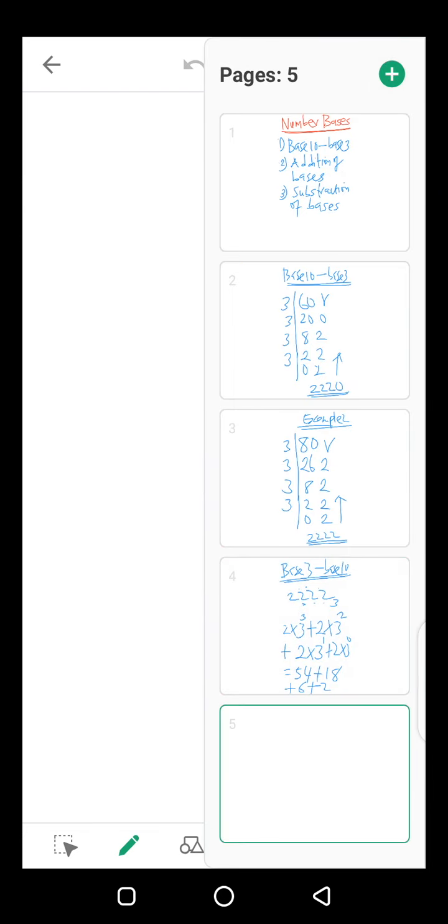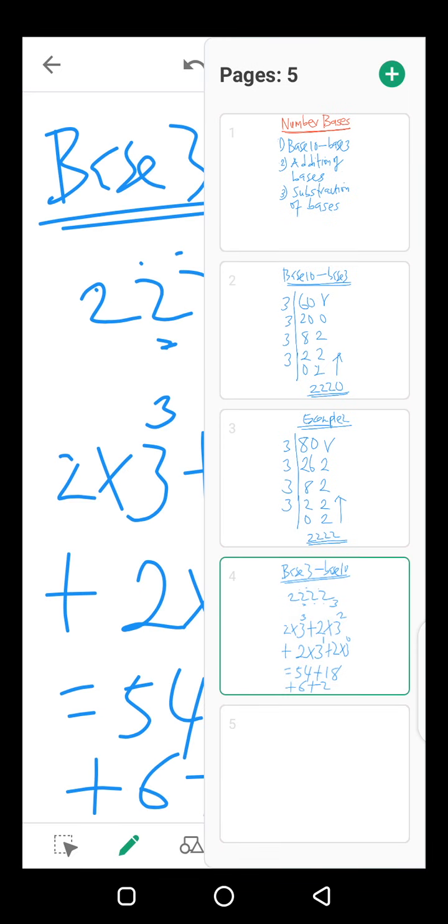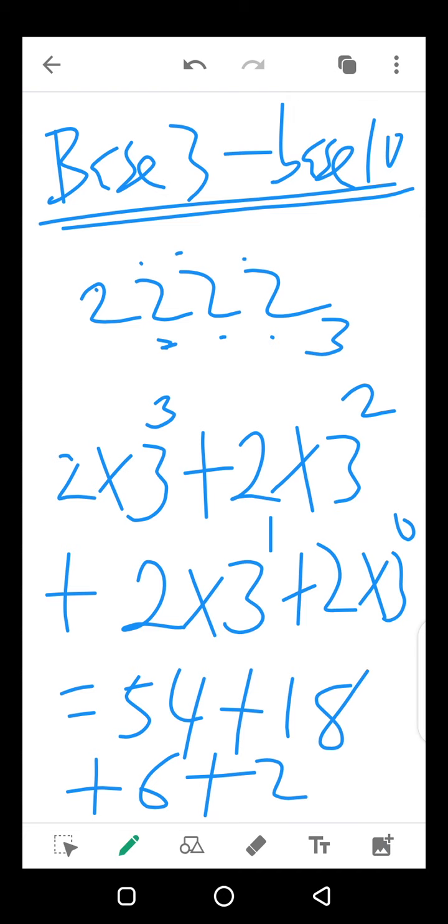So we have 54 plus 18 plus 6 plus 2, this will give us 80, and this is the answer. This is 80 in base 10. So if you convert 2, 2, 2, 2 in base 3 back to base 10, we get our 80, and this is the correct answer.